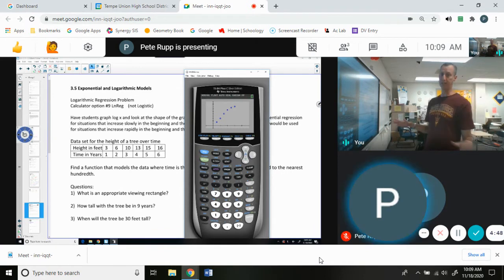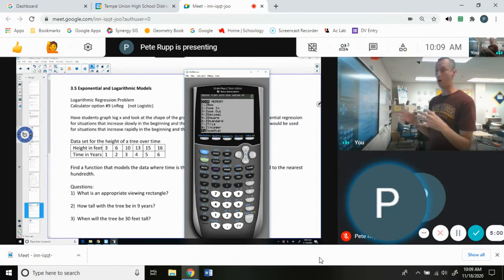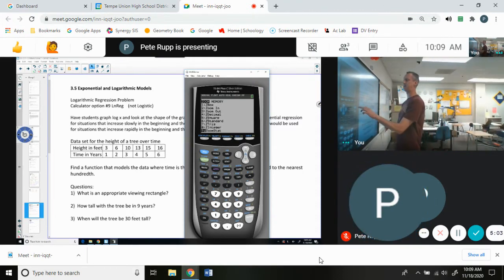If you get totally confused on the window, zoom works really well for stat plots. So if you hit zoom and then zoom stat, option 9, it'll find the data for you pretty well. Not always, but like 99% of the time, it really does work pretty well, okay?